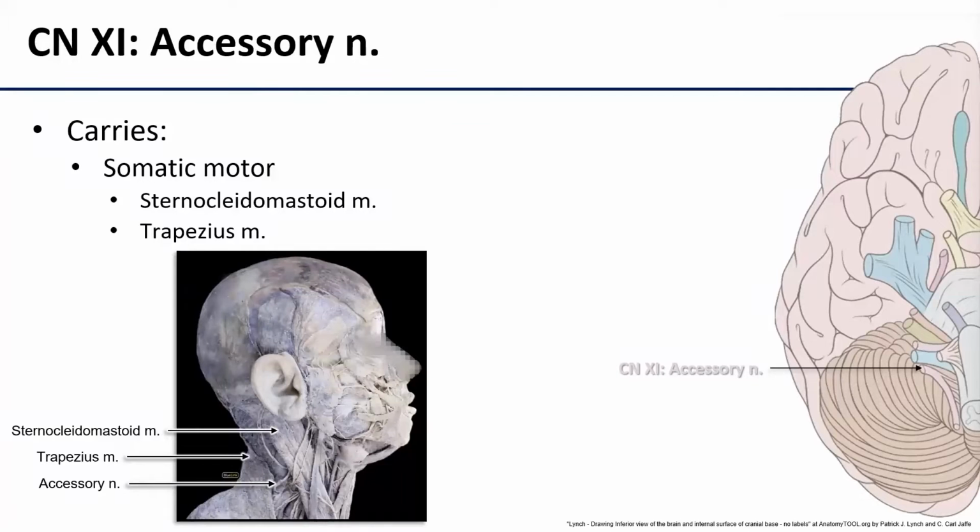Cranial nerve number 11 is the accessory nerve, and it is a purely somatic motor nerve. It supplies two muscles that we find in the neck, the sternocleidomastoid and the trapezius.